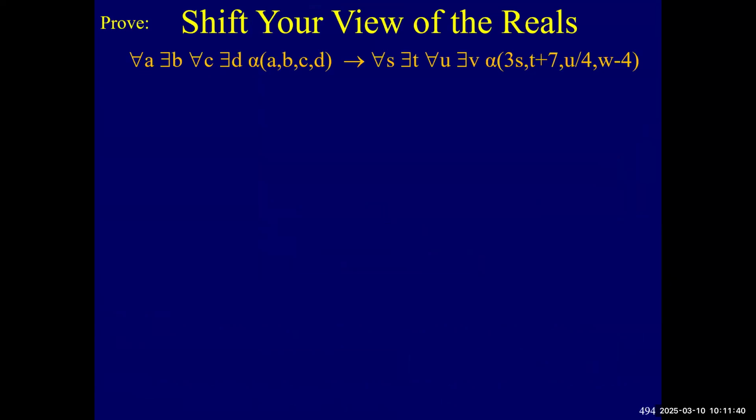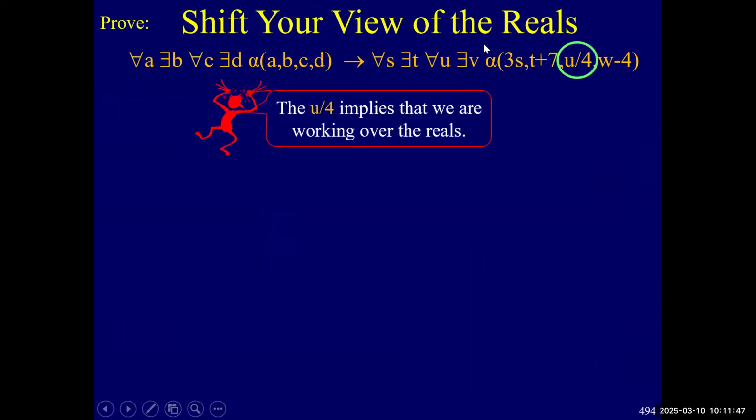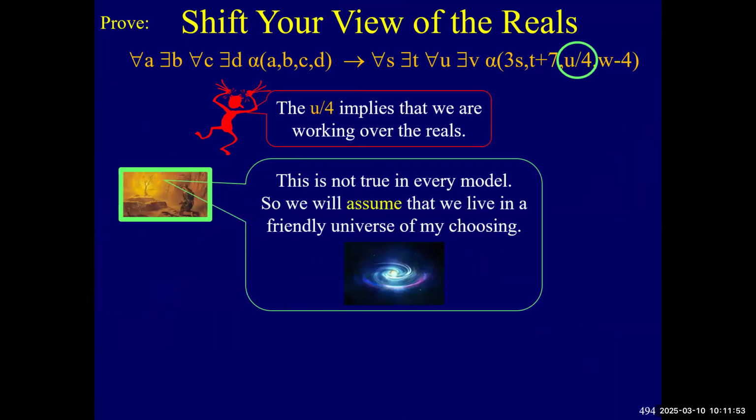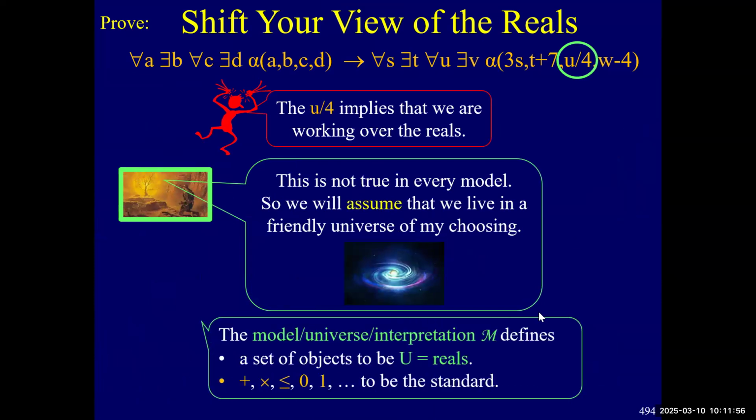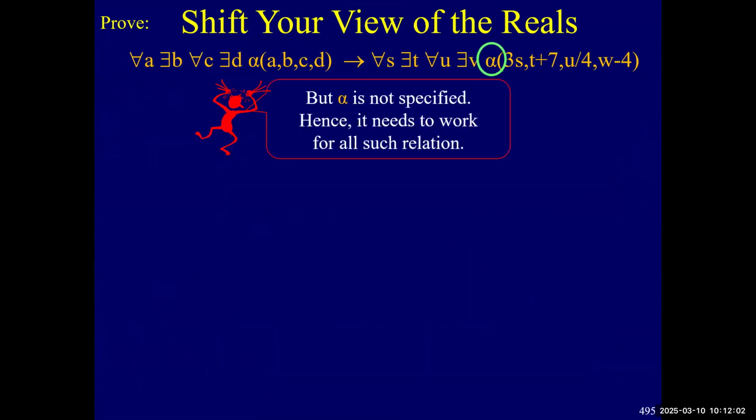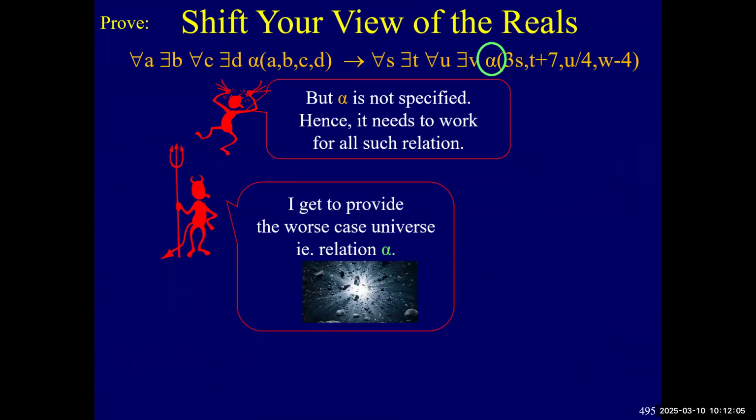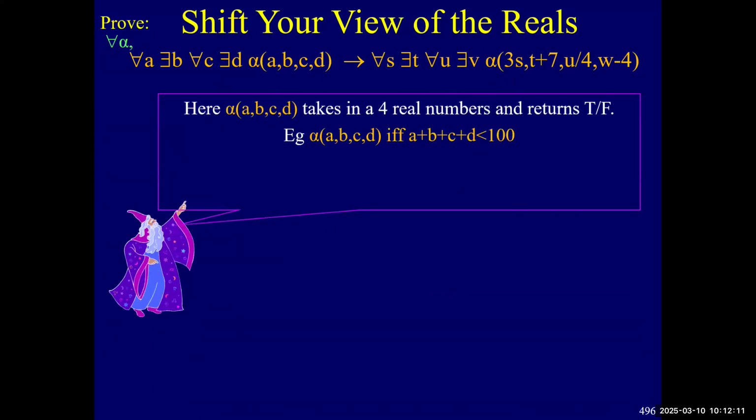All right, so in this example, which I changed the name to "shift your view of the reals," we're dividing here. So the implication is we're doing it over the reals, right? So we're going to assume the reals where plus and times are as we want, right? But there's also an alpha here, and the alpha is not defined. So we're kind of assuming the worst case alpha, right?